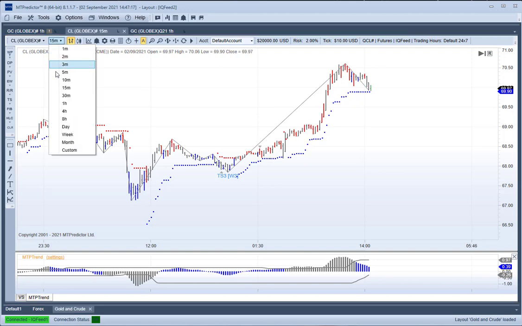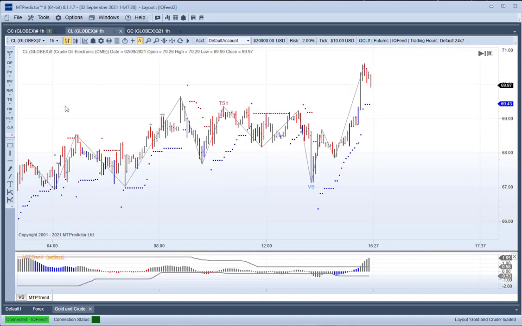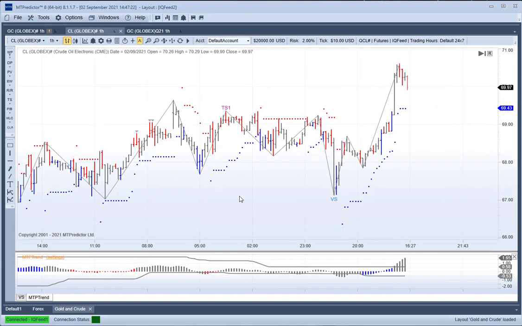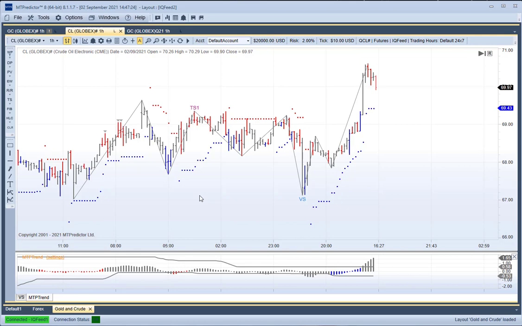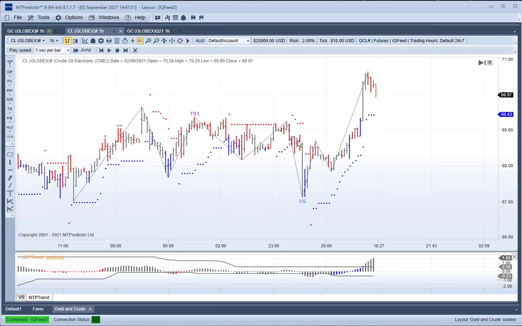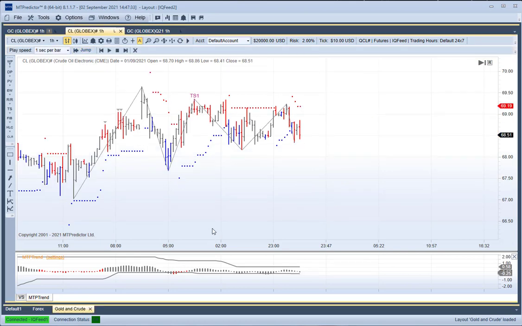So if you're on a 15-minute chart, you'd go out to the hourly chart. If you're on a daily chart, you go out to the weekly. If you're trading a 3-minute E-mini, you'd go out to the 15-minute. So I just want to go back in time a bit, back to here, and show you what we do.